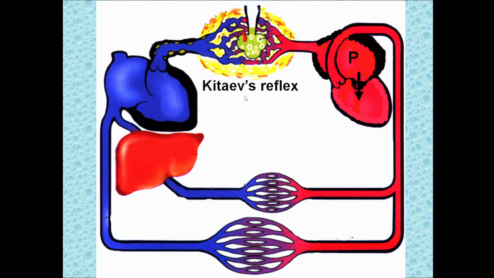Negative sides of the Kitaev reflex: due to spasm of the lesser circulation vessels and increased pressure in the lesser circulation, a problem appears for the right ventricle, which also must contract more intensively to push blood through the vessels with high blood pressure. The right ventricle undergoes compensatory hypertrophy. But you must remember, hypertrophic muscles need adequate blood supply.